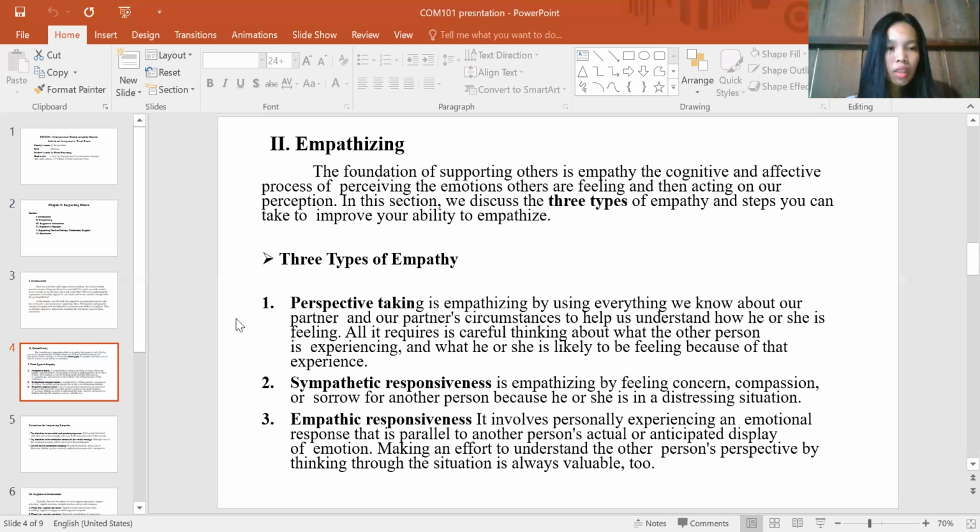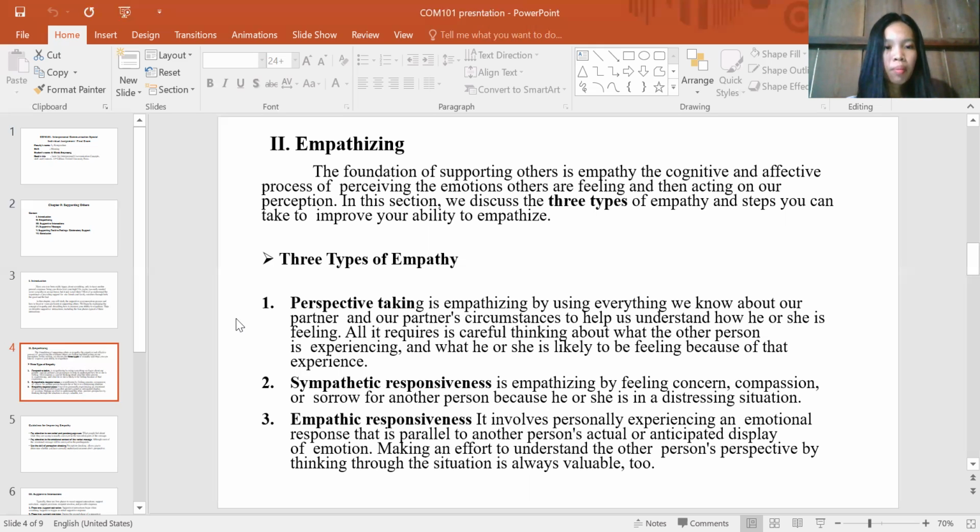2, sympathetic responsiveness is empathizing by feeling concern, compassion, or sorrow for another person because he or she is in a distressing situation.